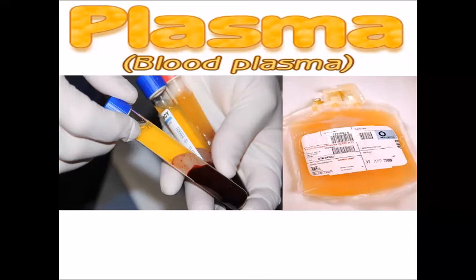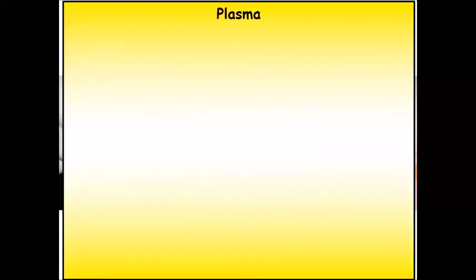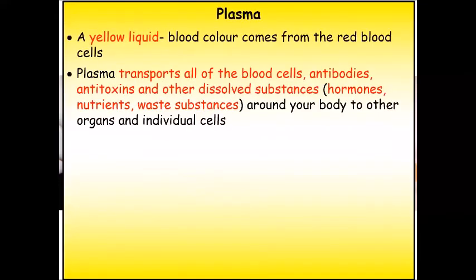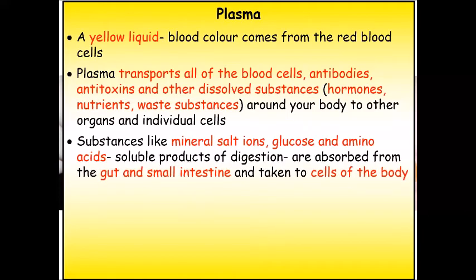Its main composition is water, but there are lots and lots of substances dissolved in it. A selection of them are shown here. You've got antibodies, antitoxins, hormones, all sorts of things dissolved within this. Also, substances are delivered, such as glucose and amino acids, and mineral ions, such as salt, which are vital for maintaining osmotic balance and also providing energy for respiration and building blocks for proteins.